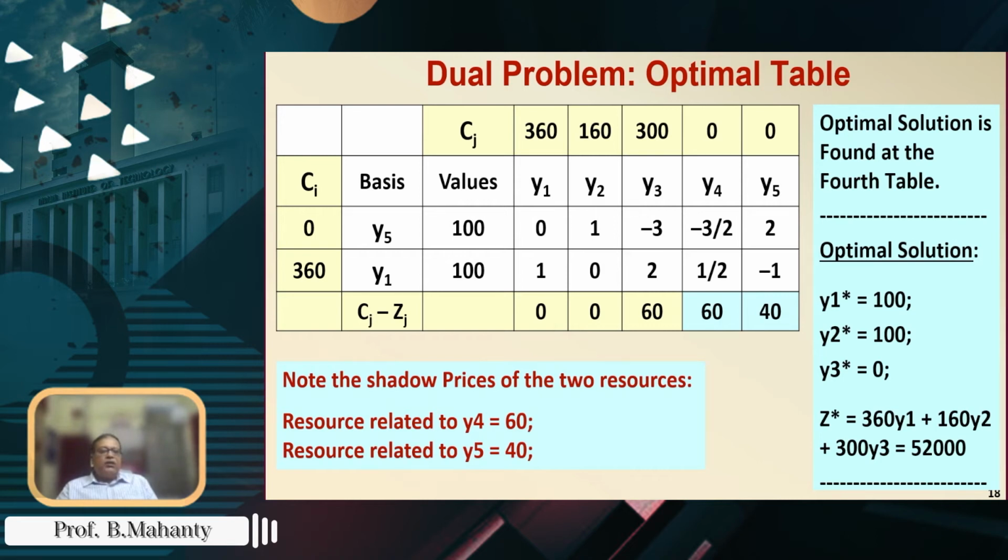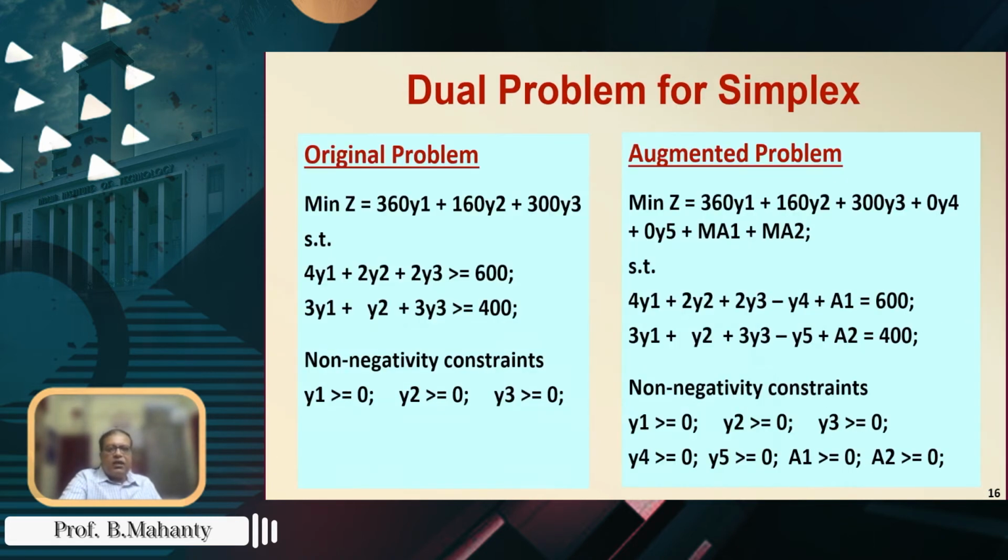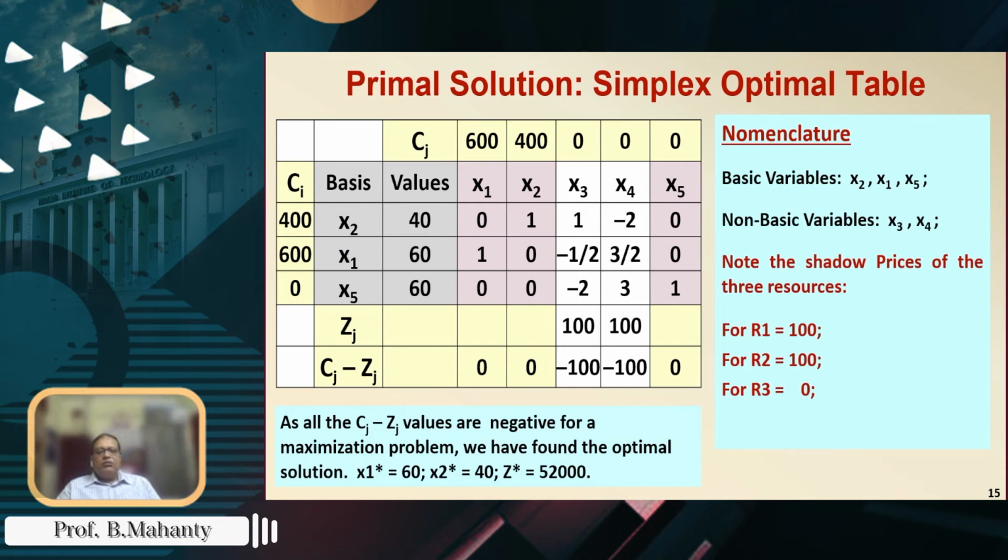So look here, when you are solving the dual problem, you are also solving the primal problem in a manner. Look here, your y4 and y5, which are the two original surplus variables. Look, what are their Cj minus Zj values, absolute values? 60 and 40. These 60 and 40 are nothing but the primal solution. Let's go back to that primal solution once again. The primal solution was x1 star equal to 60 and x2 star equal to 40. Is it all right? And Z star was 52,000 and the shadow prices were 100, 100 and 0.